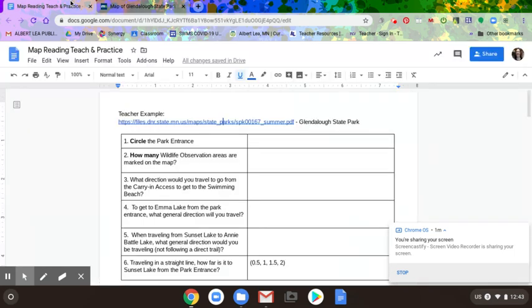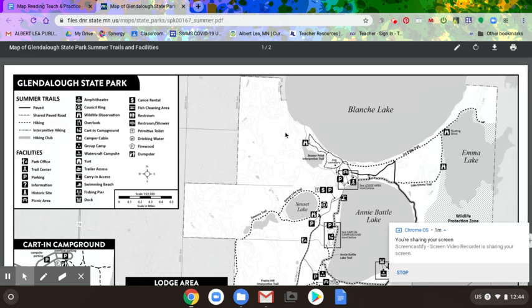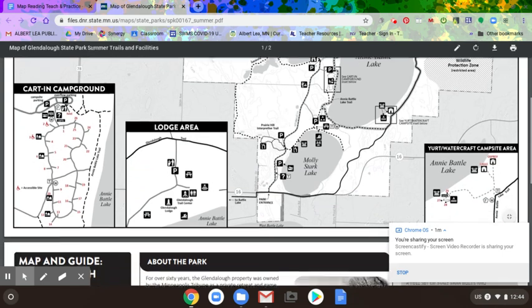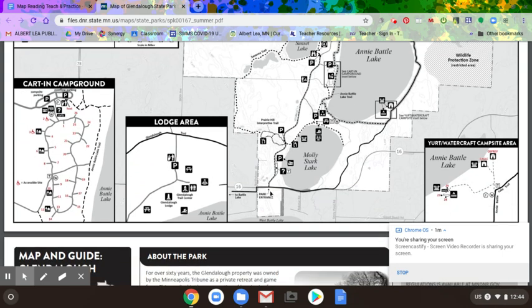Okay, so the first question that we're asked to do is find the park entrance and circle it. Most of you did a really good job the other day with that, but I did want to clarify: when you're asked to circle the park entrance, don't just circle the words. The words are actually not the park entrance. We have to pay attention to where the arrow is pointing.